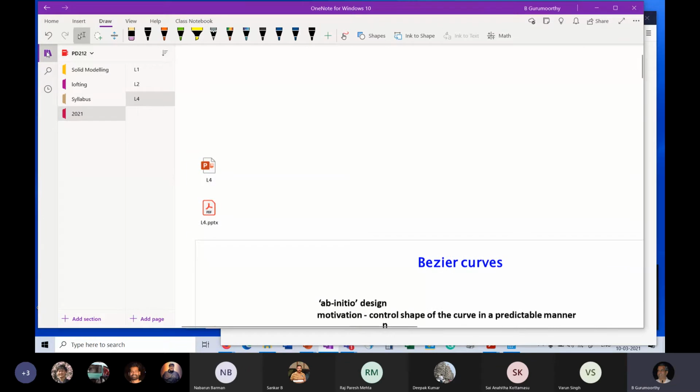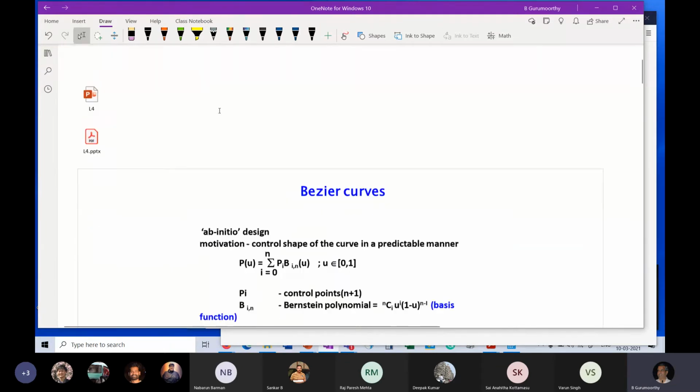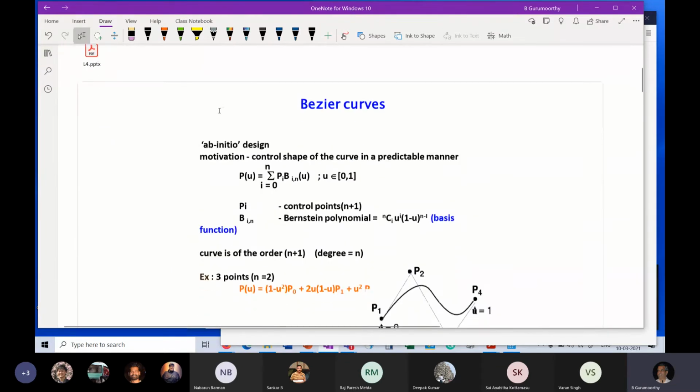Let me just hide this so that I can get some space to work, right? Now, the Bezier curve actually bears the name of the person who came up with this representation scheme, right?